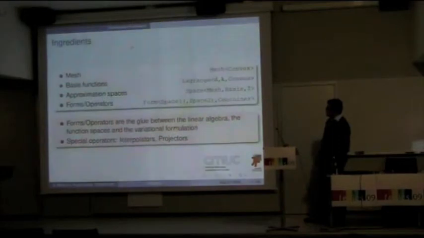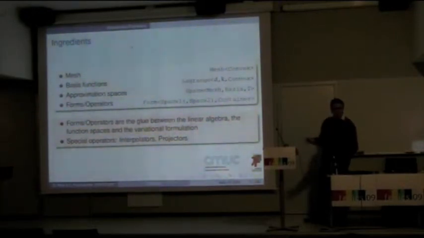So the concepts are in your code. You have to manipulate basically four types of concepts. The mesh, which is built on top of convexes; basis functions; approximation spaces, which are parameterized by the mesh and basis functions; and then forms and operators, and eventually associated containers if it applies. The forms and operators are basically the glue between the linear algebra and the function space and variational formulation.